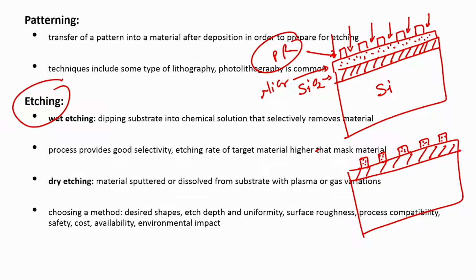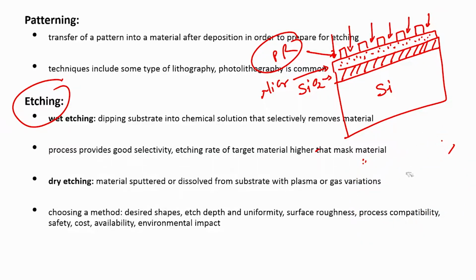Now, for choosing a method, if you see the slide, you can see the desired shape, etch depth, uniformity, surface roughness, process compatibility, safety, cost availability and environmental impact. When you choose the method, you should take care of all these parameters. If you go one by one, what is the desired shape, right, because if I etch a silicon wafer from the back side, I will have a 54.7 degree angle.